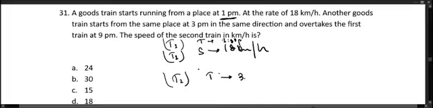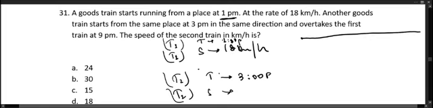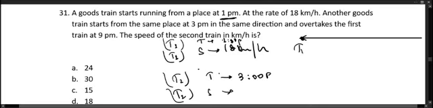Again, the time of T2 is 3 p.m., and we also have to find the speed of T2. So a goods train starts from the same place at 3 p.m. in the same direction and overtakes the first train at 9 p.m.